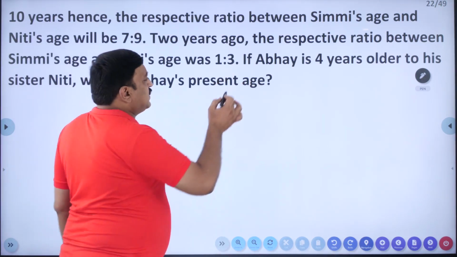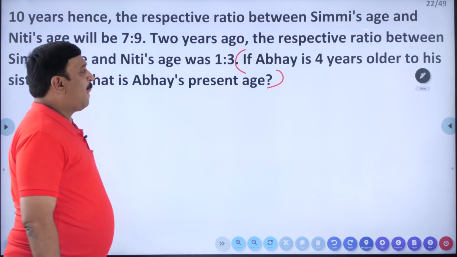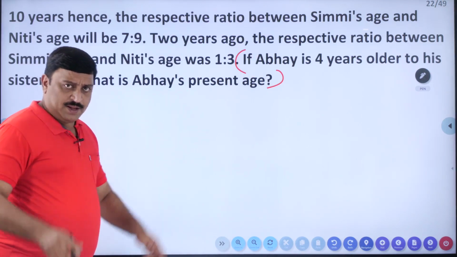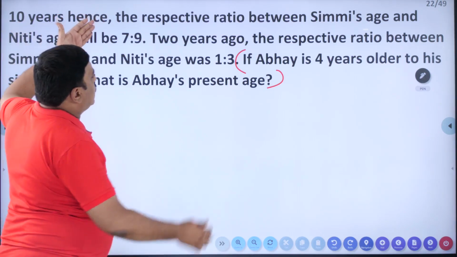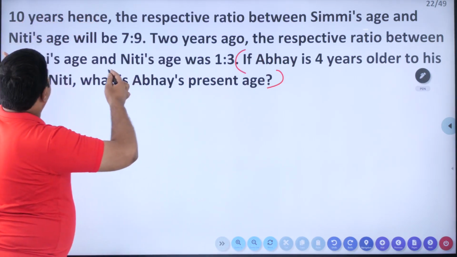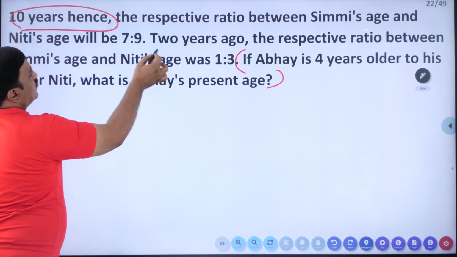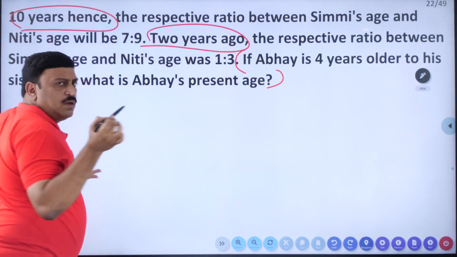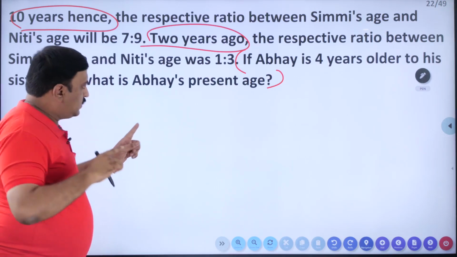So Abhay is a new person. We are not bothering about Abhay. We are bothered about 10 years, that is, it is regarding Simi and Niti. 10 years hence, after 10 years, and this is 2 years ago. Will you do it or not? Try. After that, just listen.